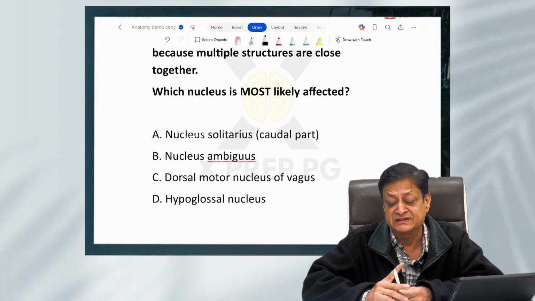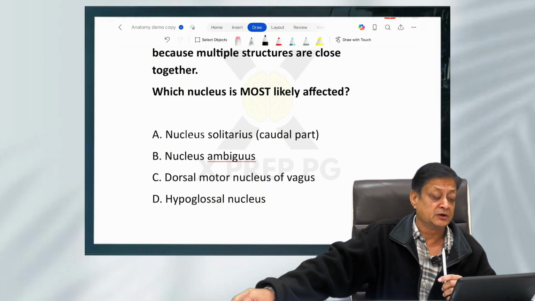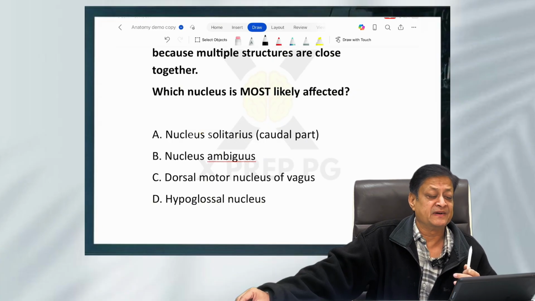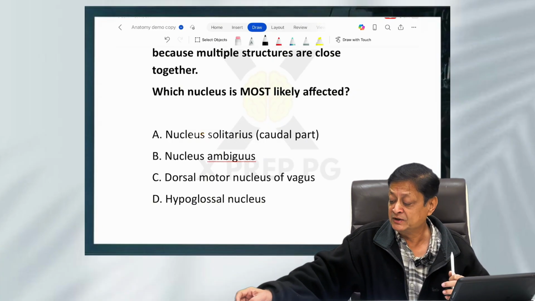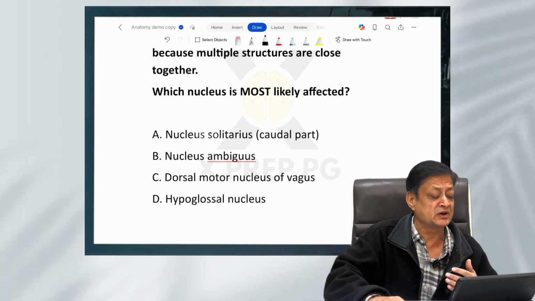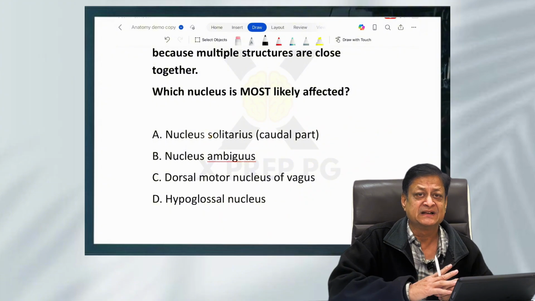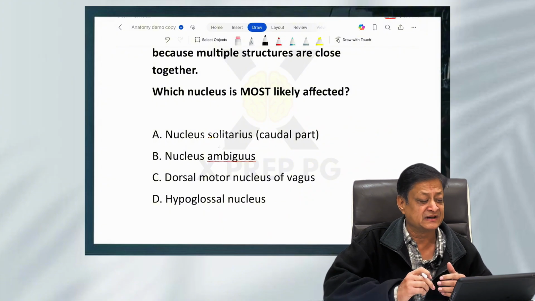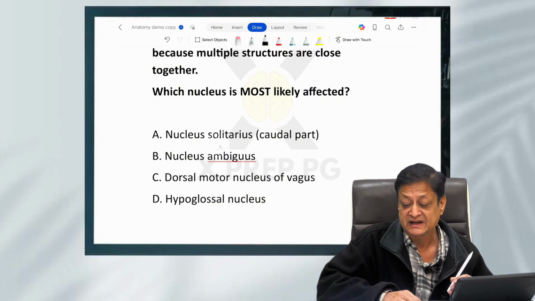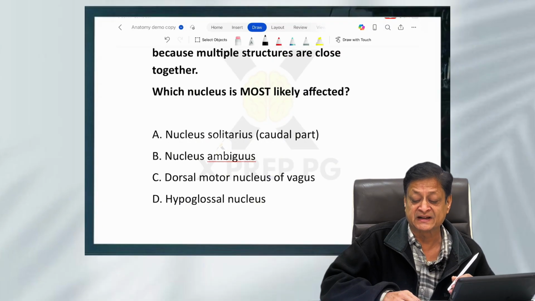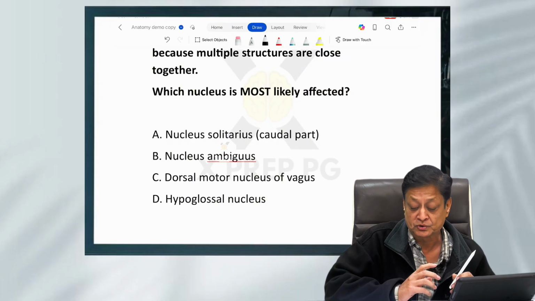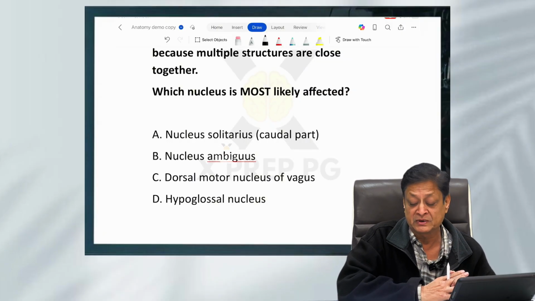This nucleus, the nucleus ambiguus, is common to nerve numbers 9, 10 and 11, that is the glossopharyngeal nerve, the vagus nerve and the accessory nerve. The nucleus ambiguus is our correct answer. Why not nucleus solitarius? Nucleus solitarius is concerned with taste fibers. It conducts taste fibers. The defects shown in our question are dysphagia, hoarseness, loss of gag reflex and uvula deviation, which are cranial nerve 9 and 10 dysfunction signs. So the most appropriate answer for this is nucleus ambiguus.